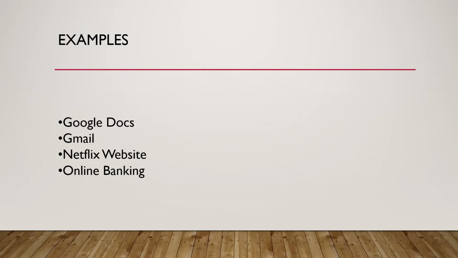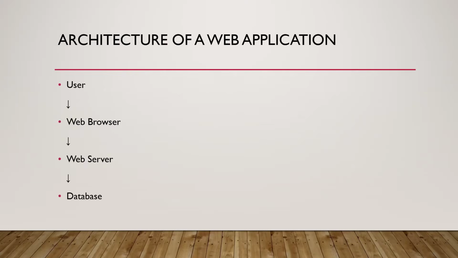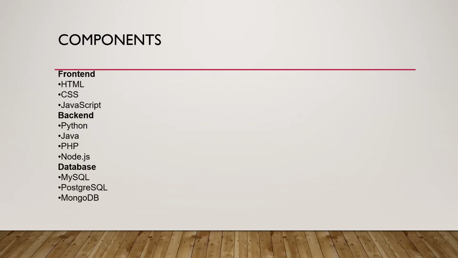For web application, here we have some examples: Google Docs, Gmail, the Netflix website, and online banking. This is an architecture for a web application. Usually, the user browses the application on a computer. Once they browse the application, it automatically goes to the server and the data is stored in the database. This is the basic architecture of a web application.